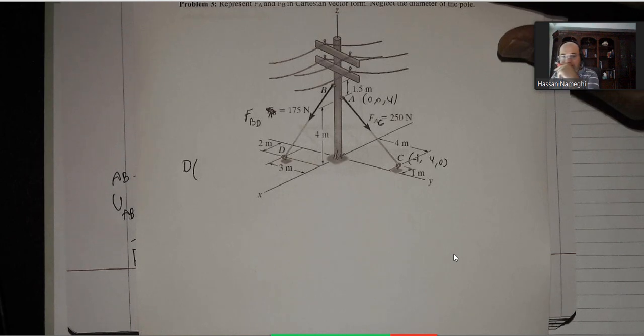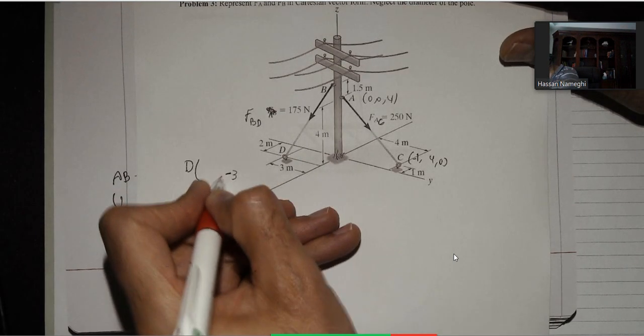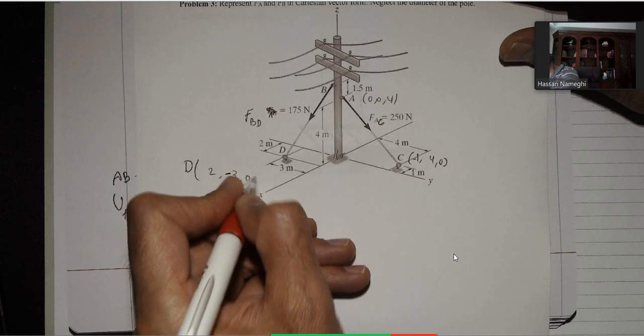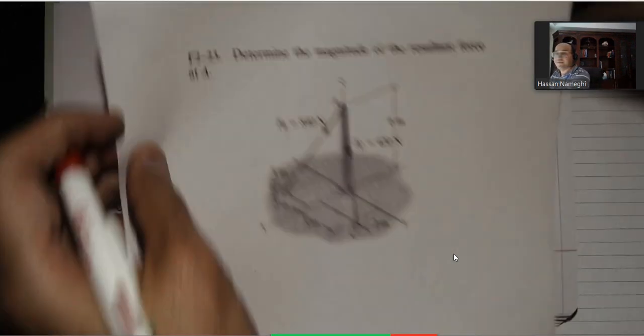So what's the position of point D? Put all of your brains together. And 3 is not on the x. 3 is parallel to y. Okay, minus 3 for the y. And 0 for z. So let me put another example here.